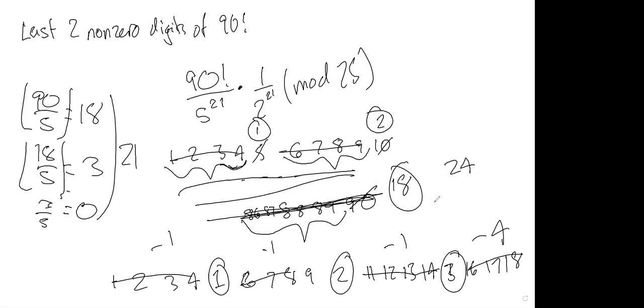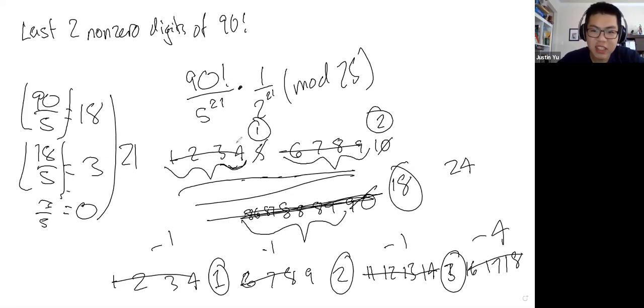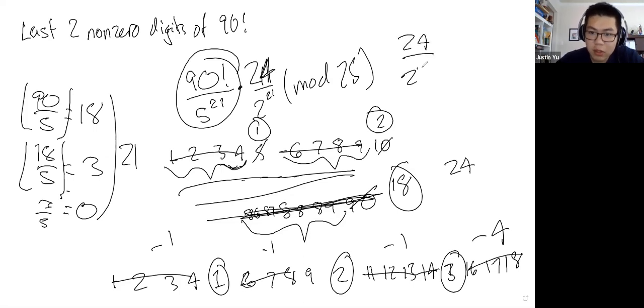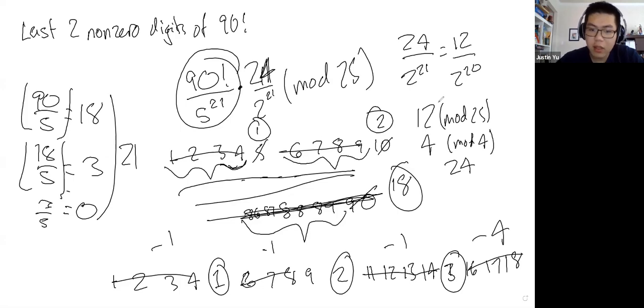Great question, Cordy. Mod 4 is not needed because this is definitely divisible by 4. So we know that this product is just 24. We need to evaluate 24 over 2 to the 21, which is 12 over 2 to the 20. And 2 to the 20 is actually equal to 1. That's a number theory theorem that I don't want to get into right now. So this is 12 mod 25, and this is also 4 mod 4. So the overall answer at long last is 12 mod 100. And that's where we finish. Sorry it took so long to get here.